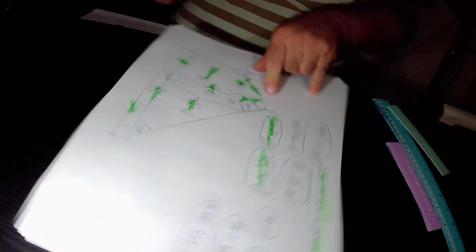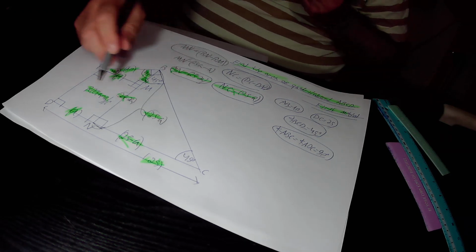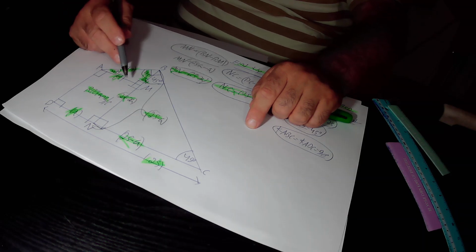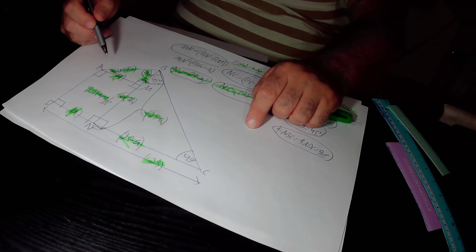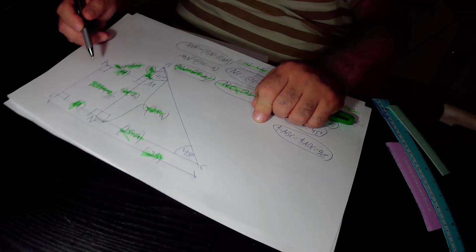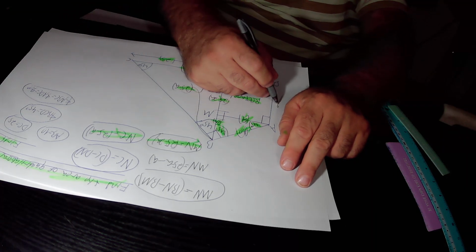But we also know that the opposite sides of a rectangle are equal to each other. So in rectangle AMND, side MN must be equal to the opposite side AD. But MN is 25 minus 2A, therefore the opposite side AD must also be equal to 25 minus 2A units in its length. So AD equals 25 minus 2A units.